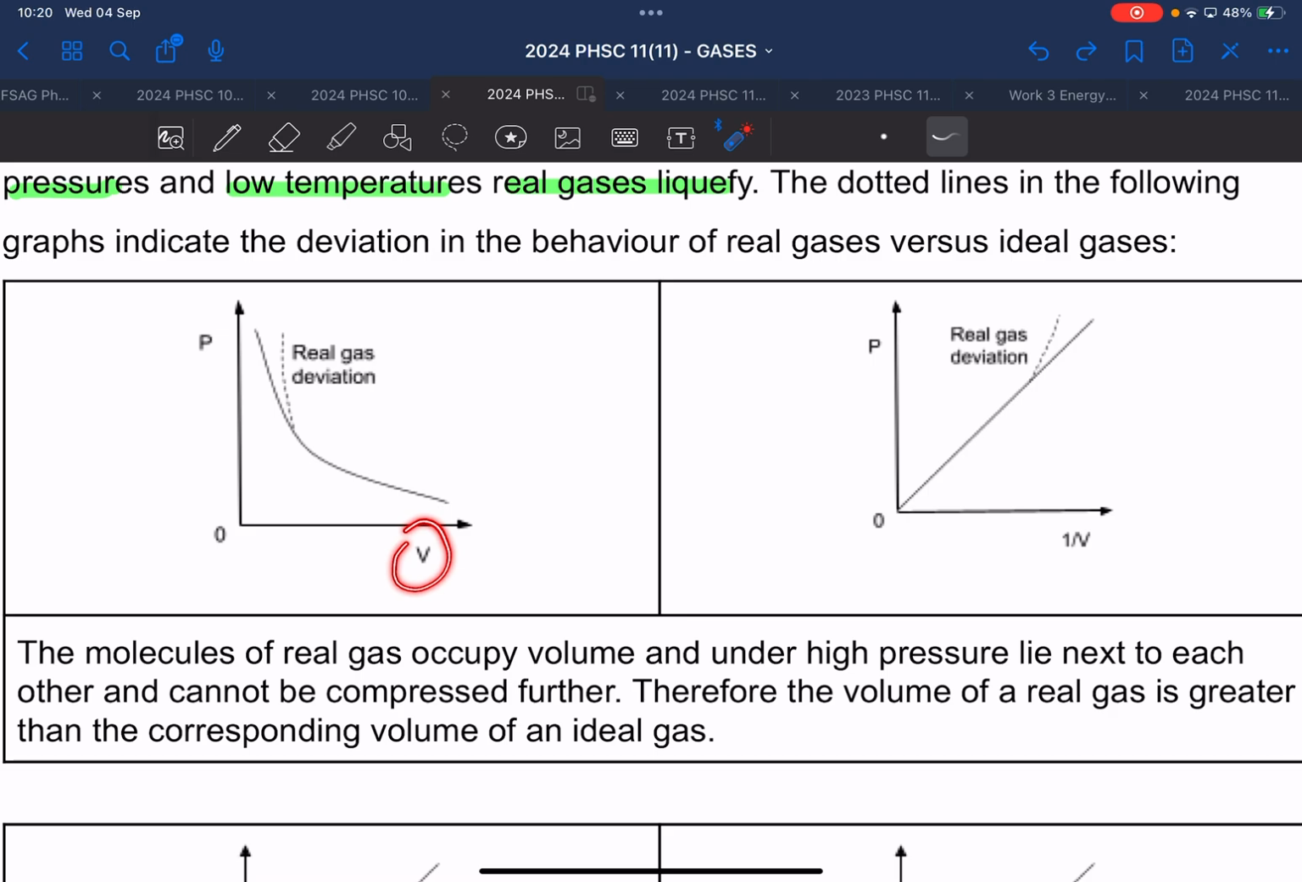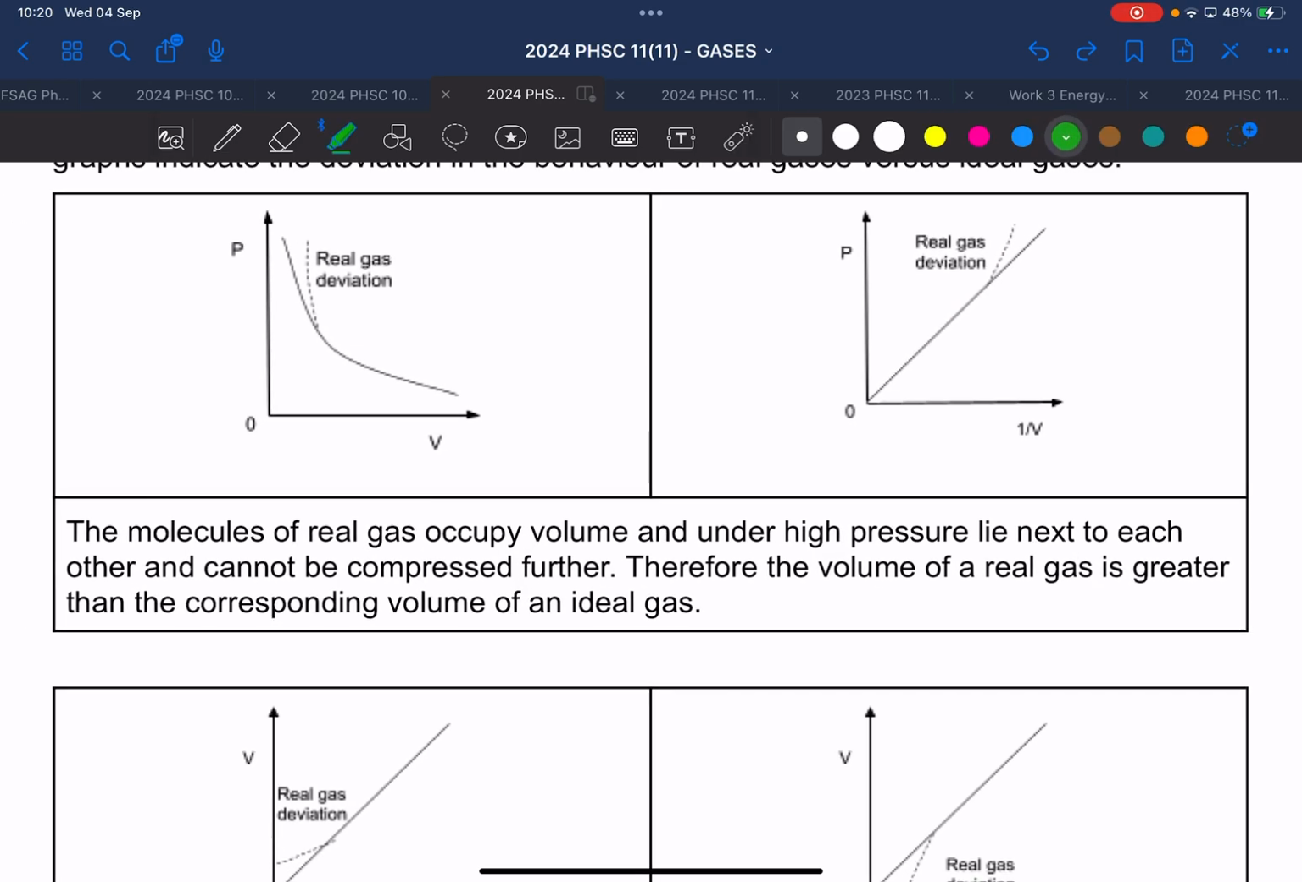Here we have volume, here we have 1 over volume. So this is making the volume smaller. It looks like making it bigger, but it's not, because it's 1 over V. Making the volume smaller until you can't do it anymore. So it says here at the bottom, molecules of real gases occupy volume. They do have volume. And then under high pressure, they lie next to each other and cannot be compressed any further. You can't make it smaller. Therefore, the volume of a real gas is greater than the corresponding volume of the ideal gas.